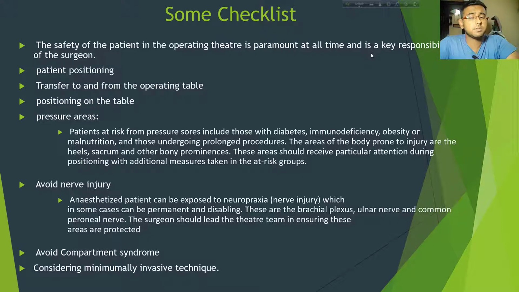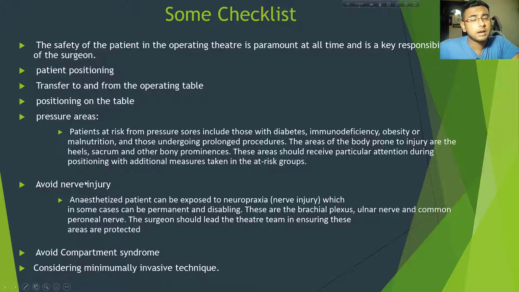Pressure areas must be taken care of. Patients at risk from pressure sores include those with diabetes, immunodeficiency, obesity and malnutrition, and those undergoing prolonged procedures. The areas of the body prone to injury are the heels, sacrum and other bony prominences. So what are the common positions of bed sores? You have to remember these: heels, sacrum and other bony prominences. Those are the areas a surgeon must be very careful about, with additional measures taken for those at risk, and avoid nerve injuries.